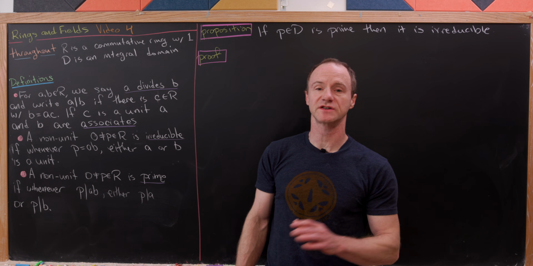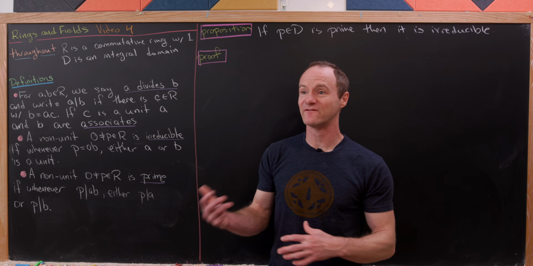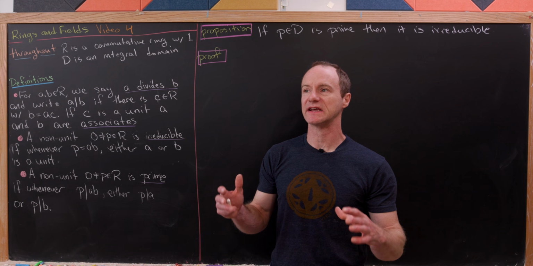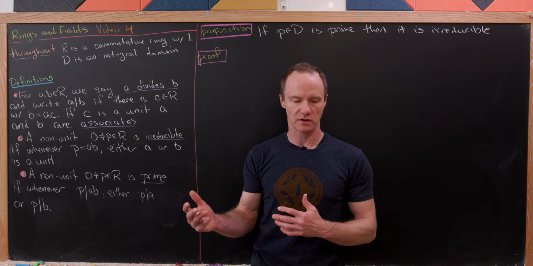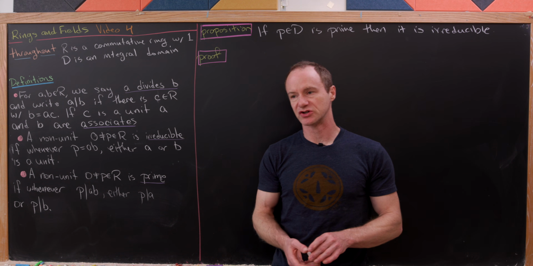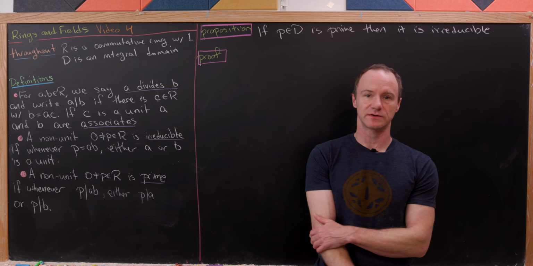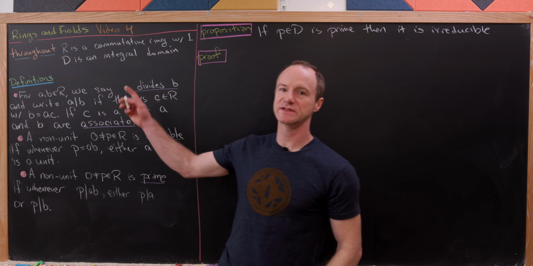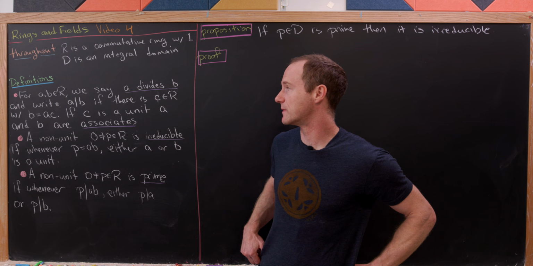This is the fourth video in our series on ring theory. Today we're going to look a little bit more at factorization in rings in a general sense. In the previous video, we looked at factorization in rings that are a slight generalization of the integers. Now we want to abstract that a little bit, although we will be looking at some examples. Throughout this video, we'll say that R is a commutative ring with 1 and D is an integral domain.